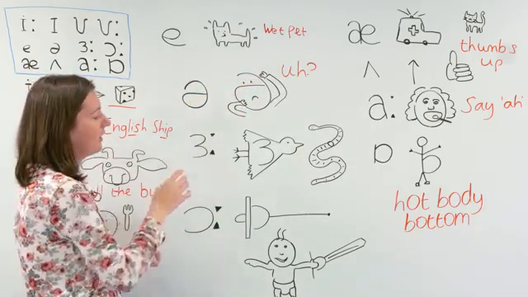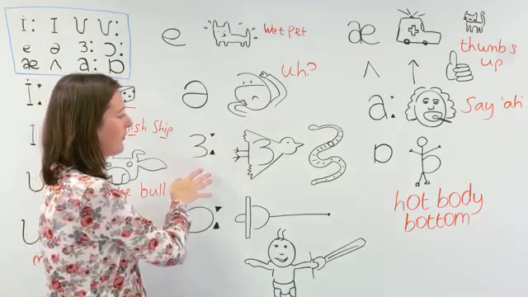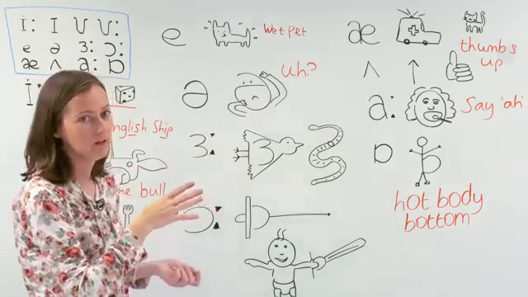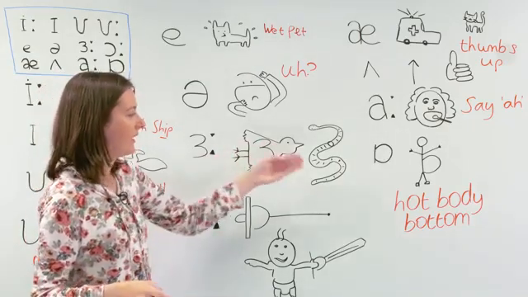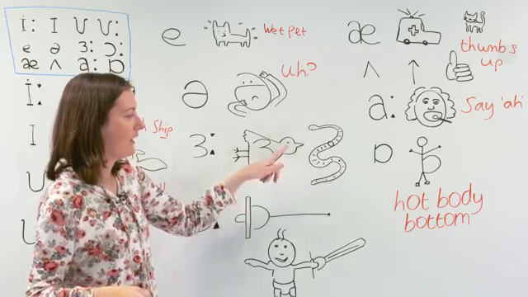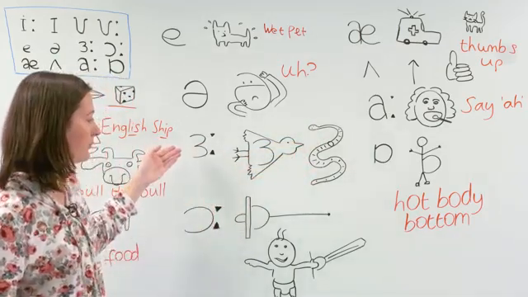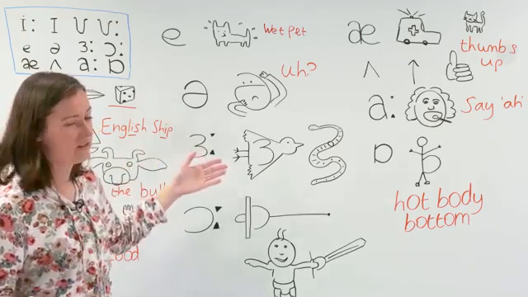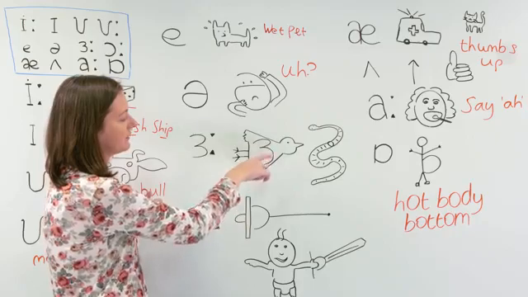Next we have that vowel, which we can remember by two words. First we have bird and we have worm, and the worm is in the shape of the symbol. The bird is not really in the shape of the symbol, but we see it inside its wings.